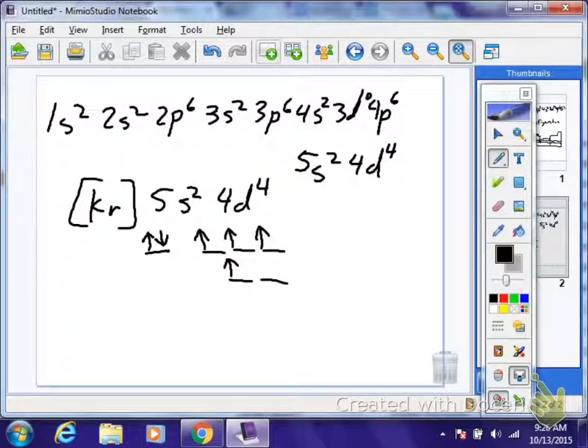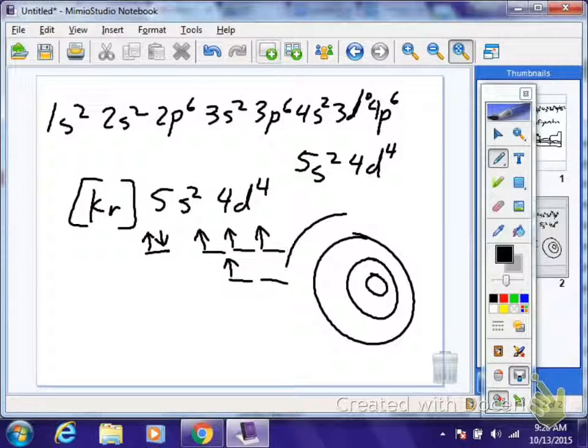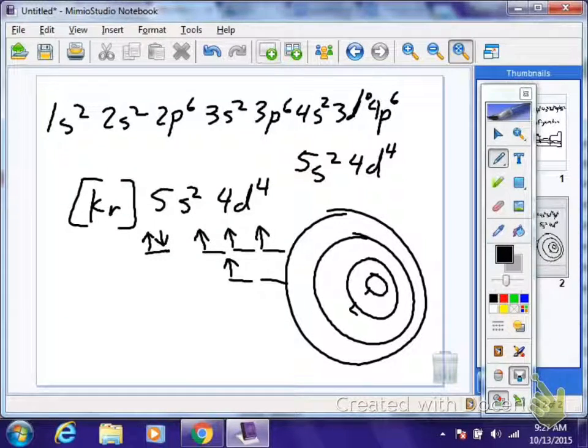Why would it be 4d? Okay, so we go back to how they fill up. We fill up this shell first, so this is 1s2. Then we fill up this shell, which is 2s2, 2p6. We start filling this shell up. And that shell has the S's, P's, and D's. So we go 3s2, 3p6.